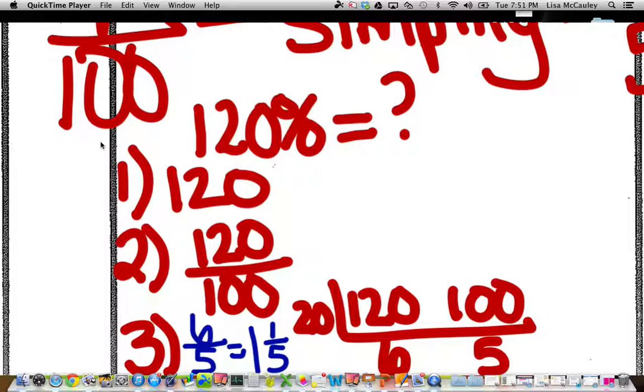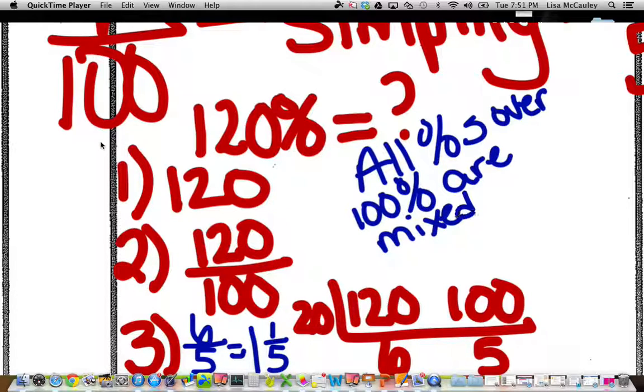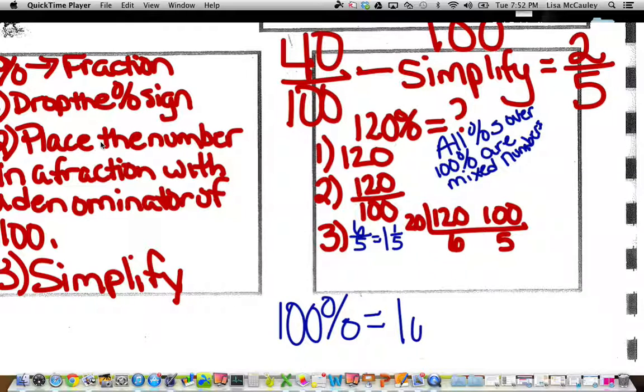Okay, so I'm going to write a note here. All percents over 100% are mixed numbers because they are greater than one whole. 100% is one whole. Let's write that too, because I think it's really important. Let's write that maybe down at the bottom. Let's write 100% equals 1 whole. Very important fact to know.